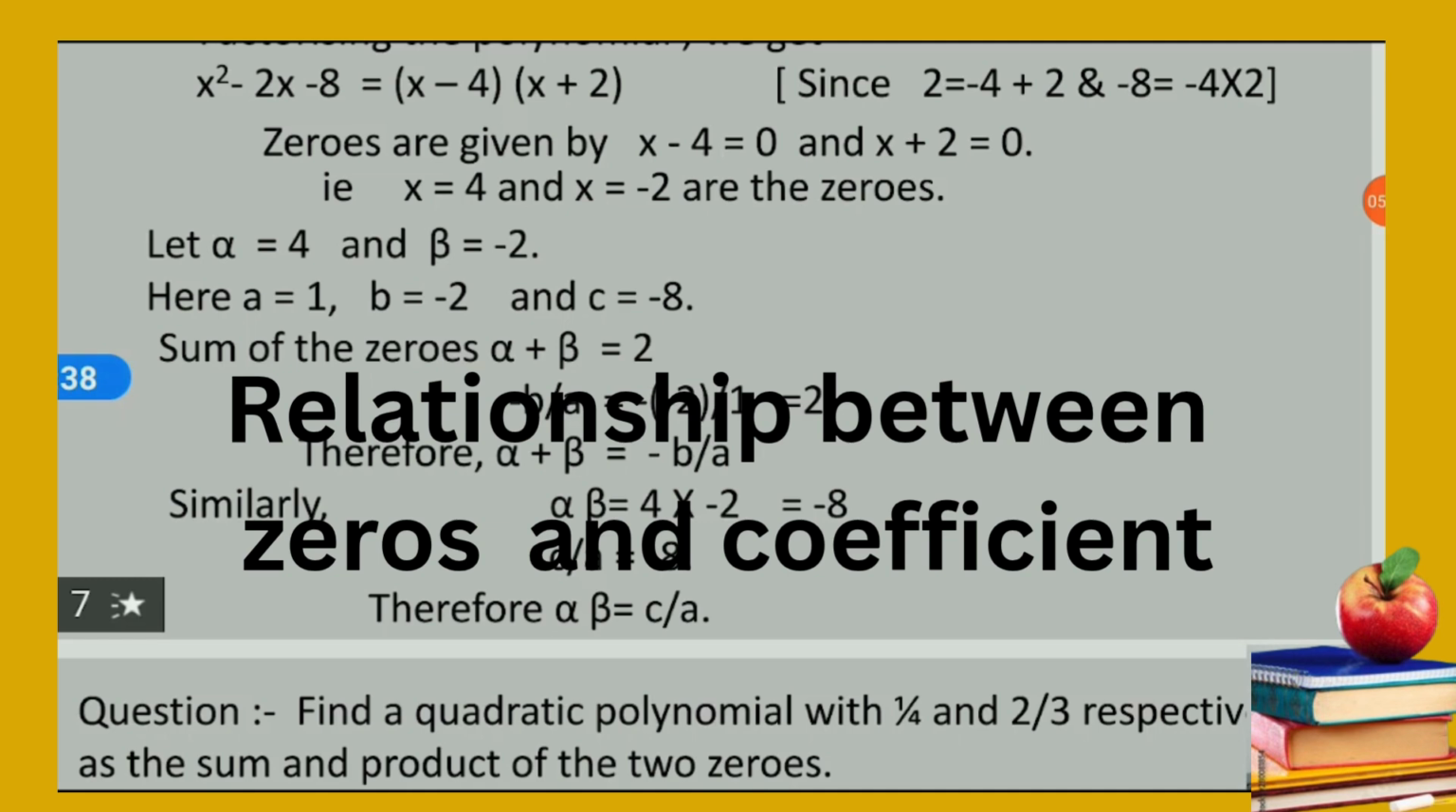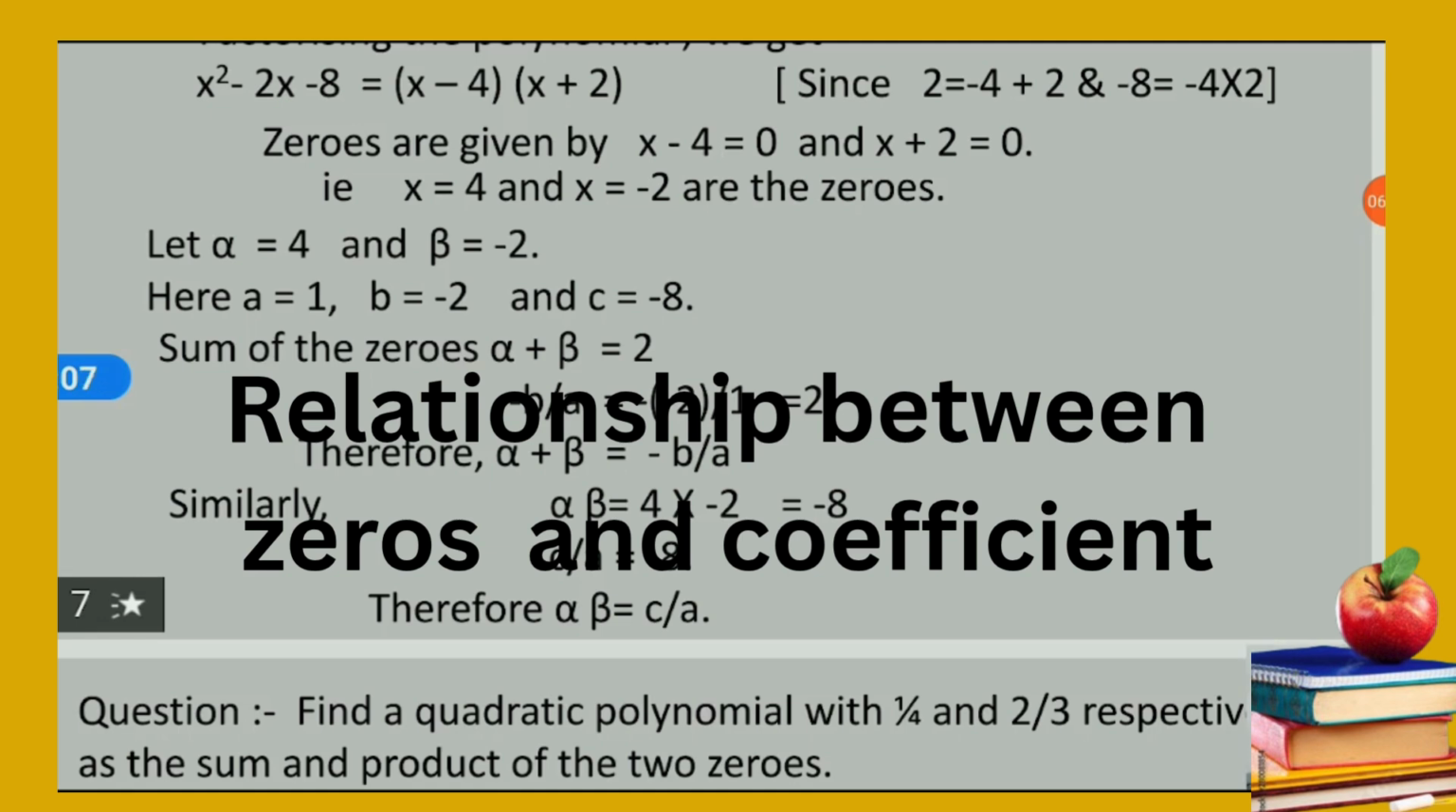Now, coefficient method. Alpha into beta is equal to c by a. And what is c here? Negative 8. Negative 8 divided by 1 is nothing but negative 8 only. That is, here also we proved alpha beta is equal to c by a. That is, sum of the roots and product of roots we verified. This is also a CBSE question for your annual examination. Try to study.